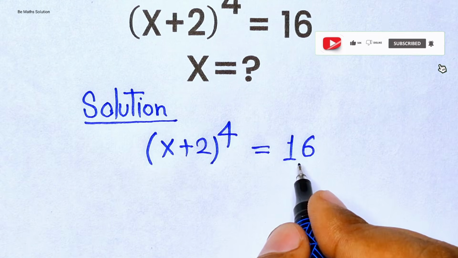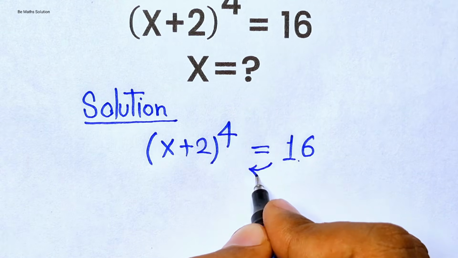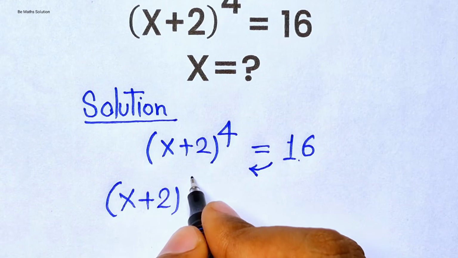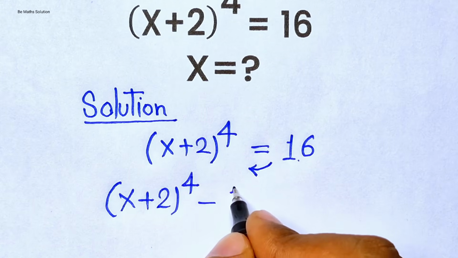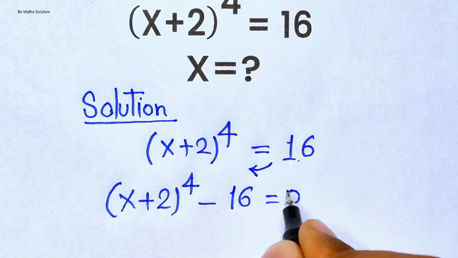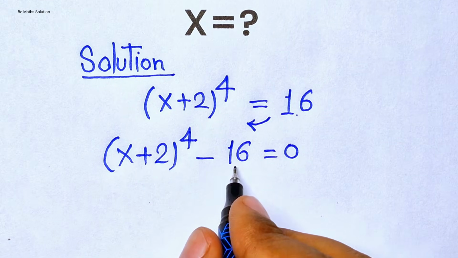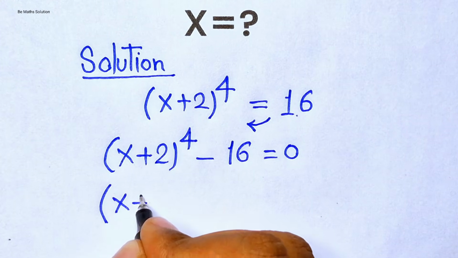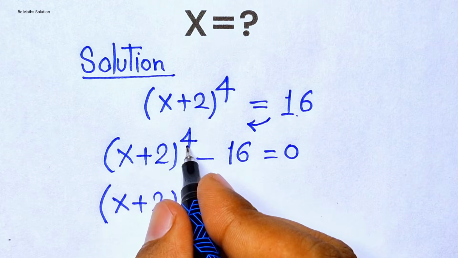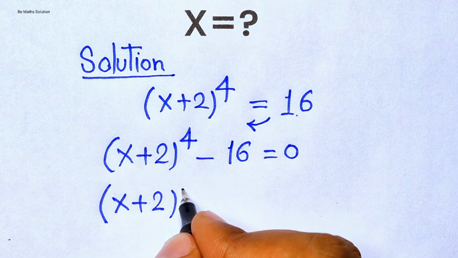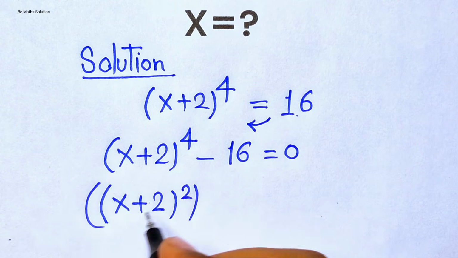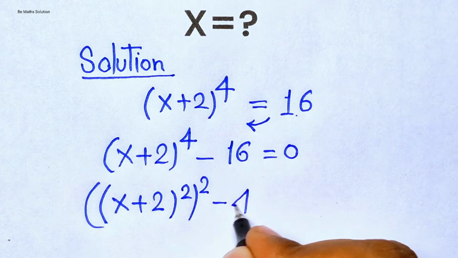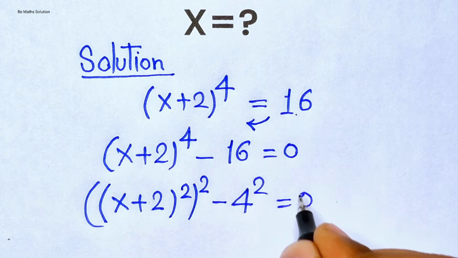Then here we take 16 to the left hand side, so it will be (x + 2)^4 - 16 = 0. Then here we make it into the power of square, so it will be ((x + 2)^2)^2, since 2 into 2 is 4, minus 16, which is 4 to the power 2, is equal to 0.